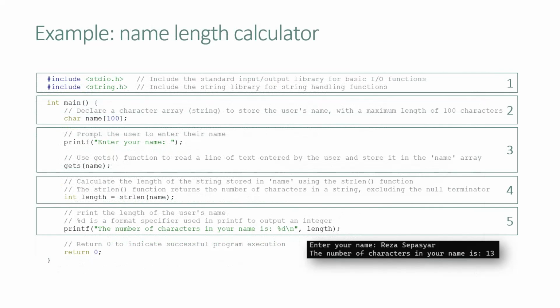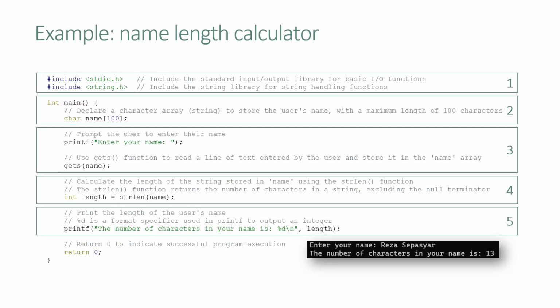Alright, so this code is a simple C program for counting the number of characters in a user's name. 1. First, it includes two libraries, stdio.h for basic input-output functions and string.h which is needed for string operations. 2. The program begins with the main function where a character array named name is declared large enough to hold 100 characters. 3. The user is then prompted to enter their name.